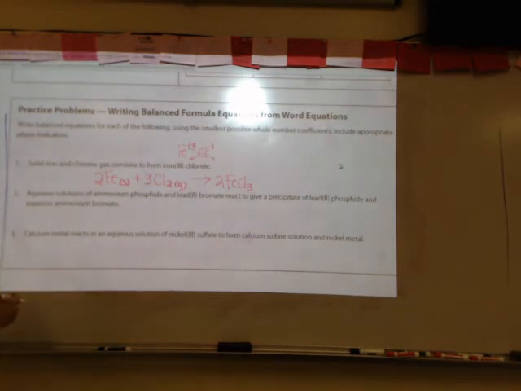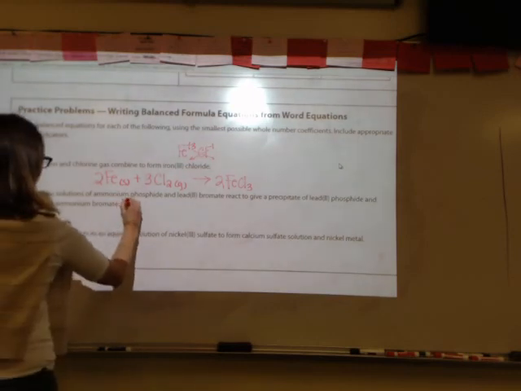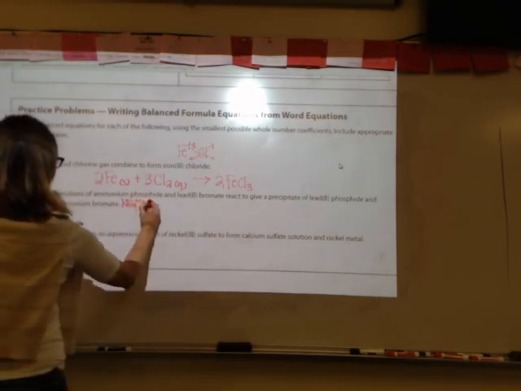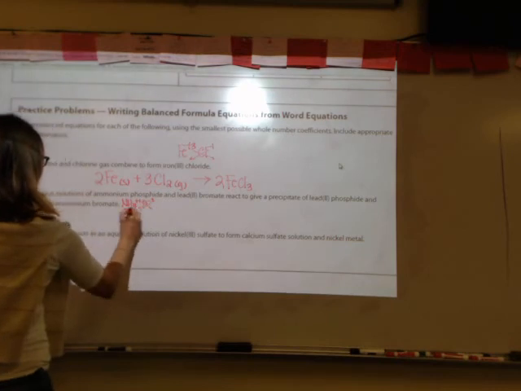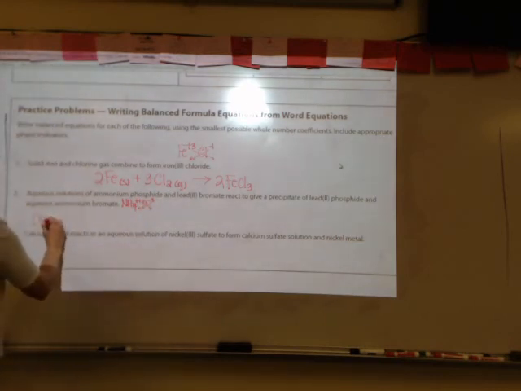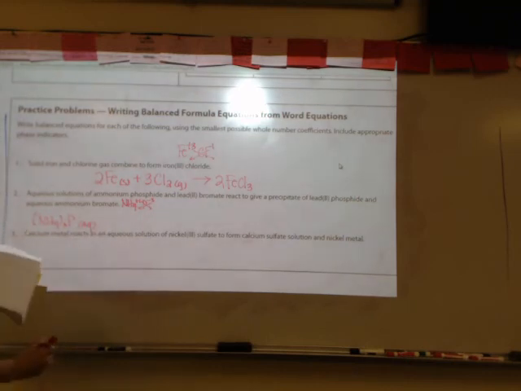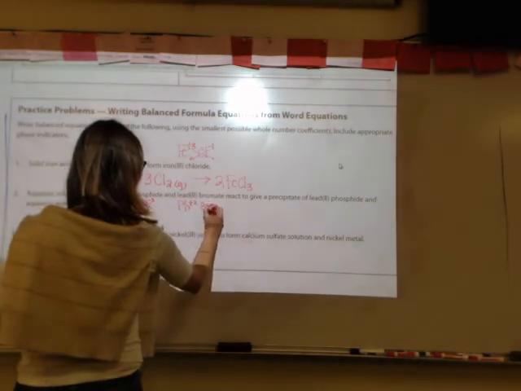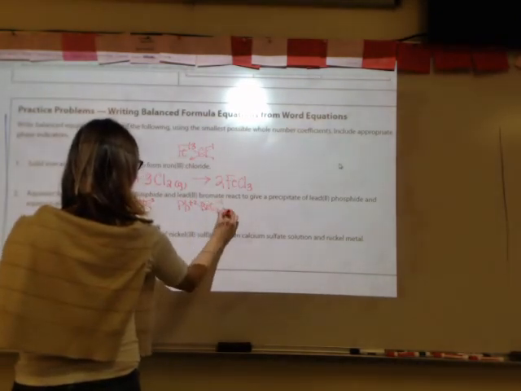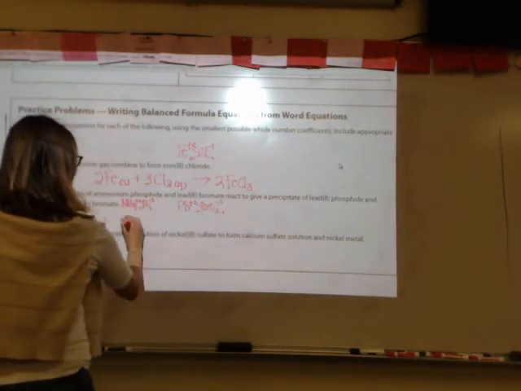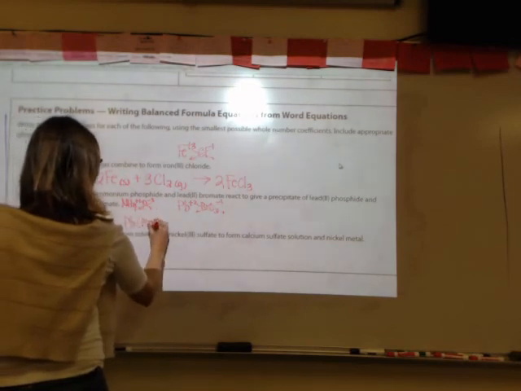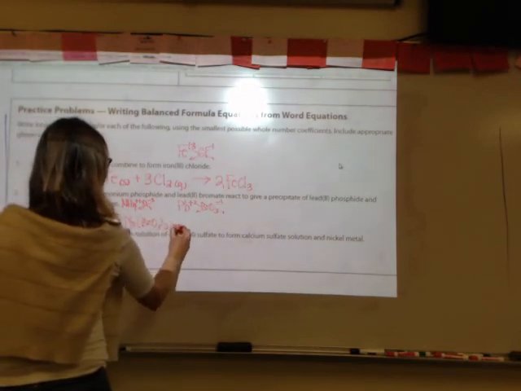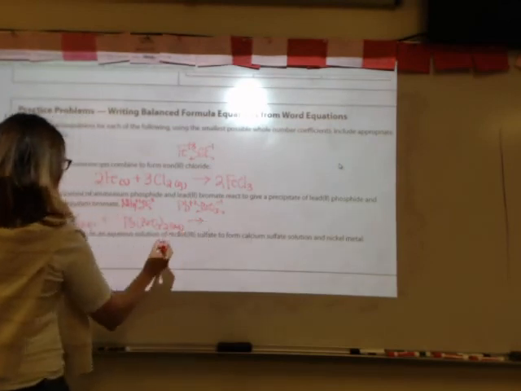Number 2, aqueous solutions of ammonium phosphide. So ammonium phosphide comes from NH4 plus 1 and P minus 3, where you cross the charges. And this is a solution, so you put an AQ after it. We're combining it with lead 2 bromate. So we cross the charges, you get Pb(BrO3)2, and that's a solution, so you put an AQ.